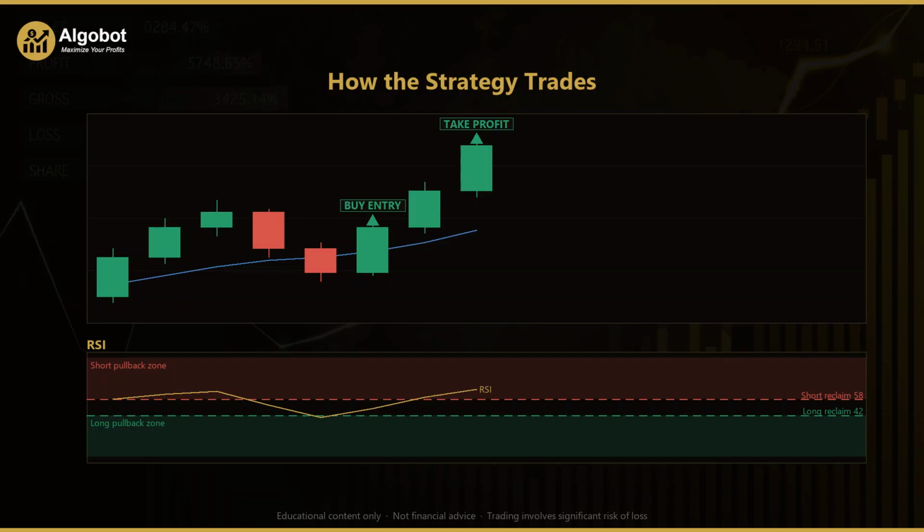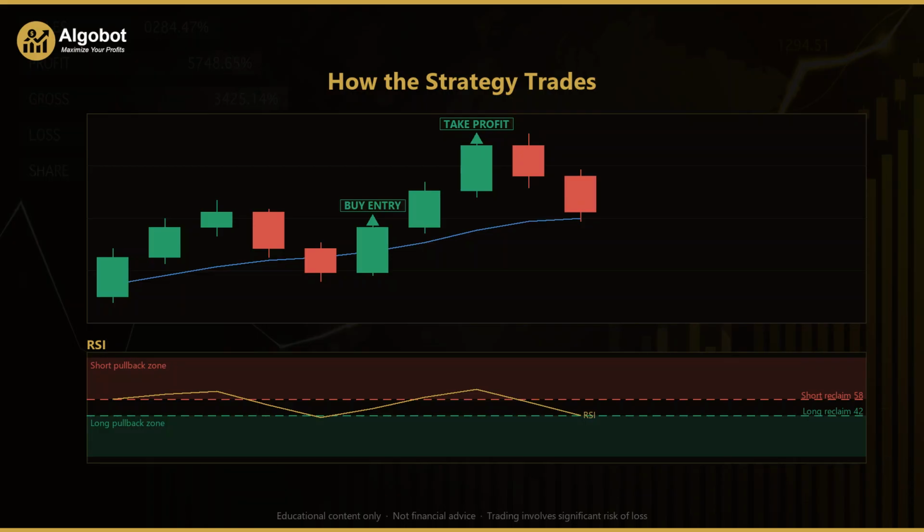Then comes the reclaim. The next candle closes above its open, a bullish bar, and the RSI climbs back up through the 42 line, momentum resuming in the trend direction. Because that close is still comfortably within 2.5 ATRs of the moving average, the don't chase filter is satisfied, and you can see the buy entry marker appear.